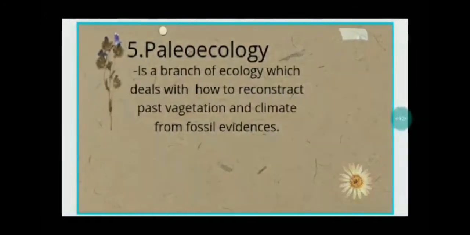The last one is paleoecology. Paleoecology, the ecology of the past, uses geological and biological evidence from fossil deposits to investigate the past occurrence, distribution, and abundance of different ecological units, species, populations, and communities on a variety of time scales.